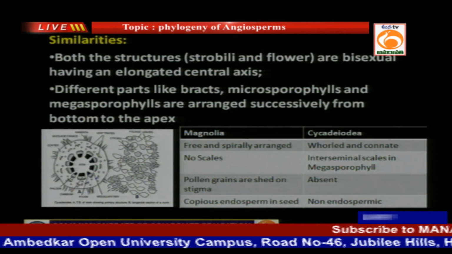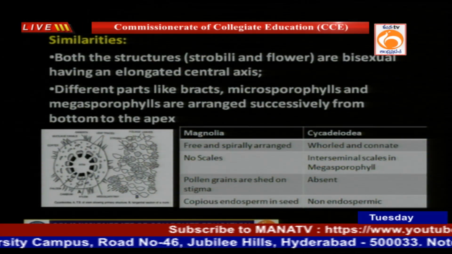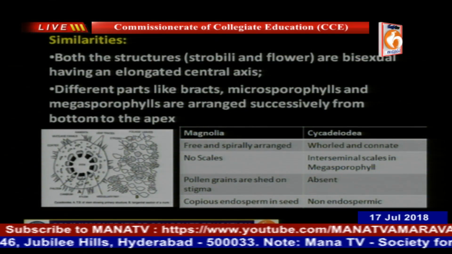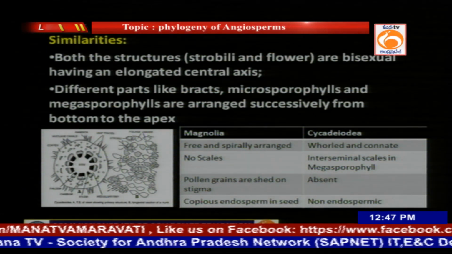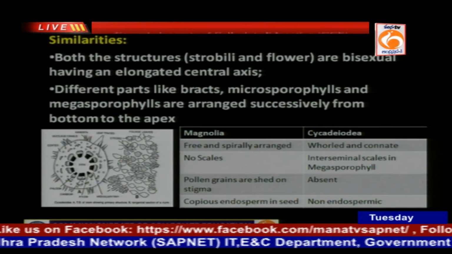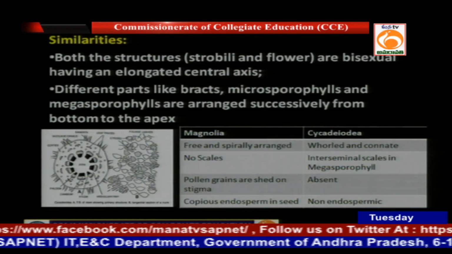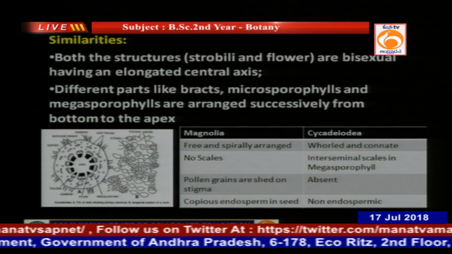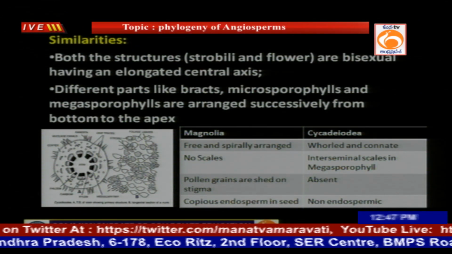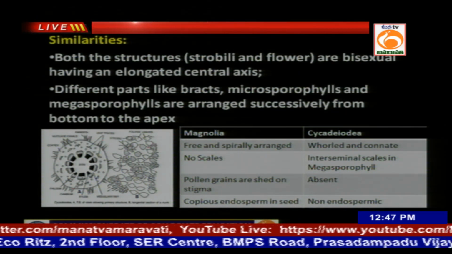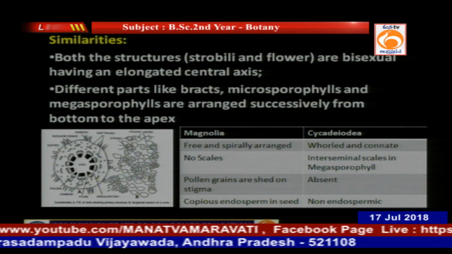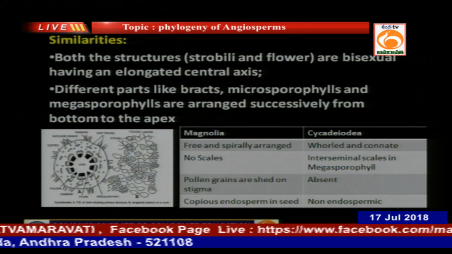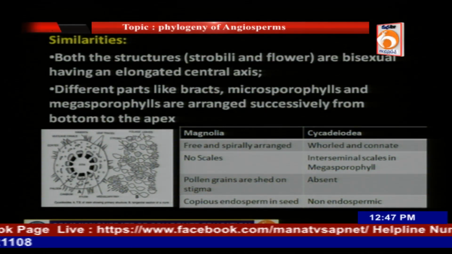In Magnolia, there are no sterile scales. What are sterile scales? In Cycadeoidea, among the megasporophylls there are sterile hairs, called interseminal scales, for protection. There are no such structures in Magnolia. Also, in angiosperms the pollen grains are shed on the stigma, which is the real character of angiosperms, but in Cycadeoidea there is no such structure; pollen is shed directly over the ovules. So, there are no staminal tubes, truly speaking, in Cycadeoidea.